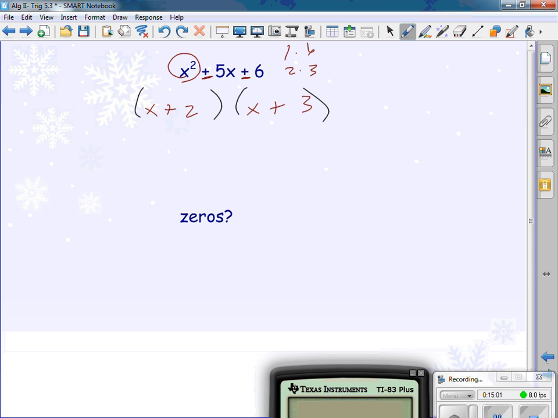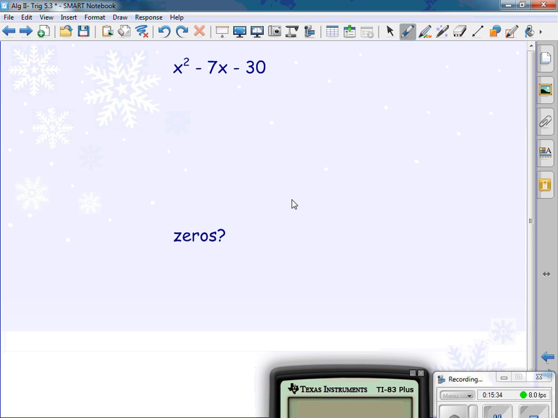And it doesn't matter if I put 3 and 2 or 2 and 3 here. If I go through and FOIL this, x times x, x squared. X times 3 is 3x, 2 times x is 2x, 3x and 2x is 5x. 2 times 3 is 6. What are my zeros? -2 and -3. You understand what we did here? Here's this one.